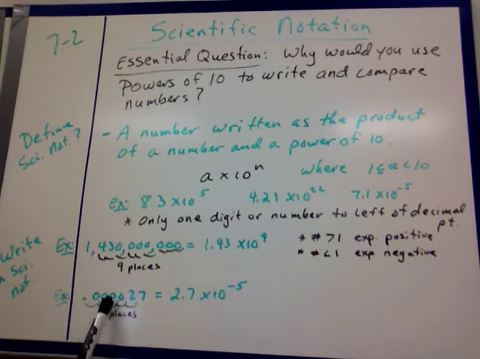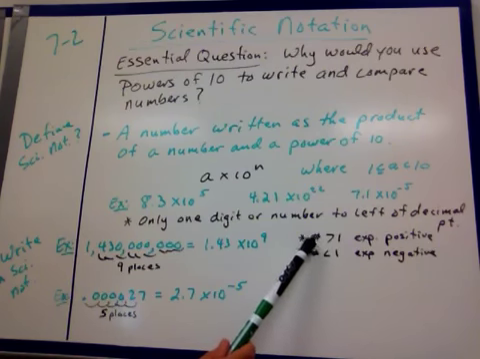Here, 0.000027. Now we're going to move the decimal point again, so there's only one digit to the left. So I'm going to get 2.7. And I moved it 1, 2, 3, 4, 5 places, so it's 10 to the negative 5th. Now you notice here, positive exponent, negative exponent. How do I know which is which? When is it positive, when is it negative?